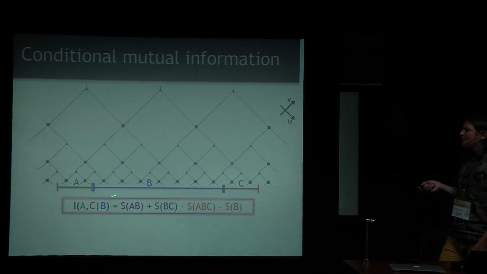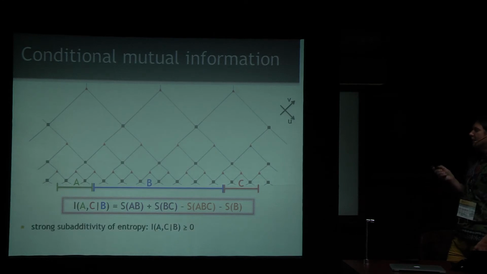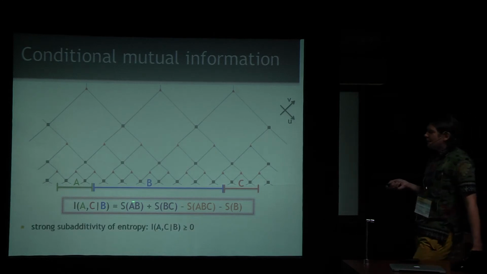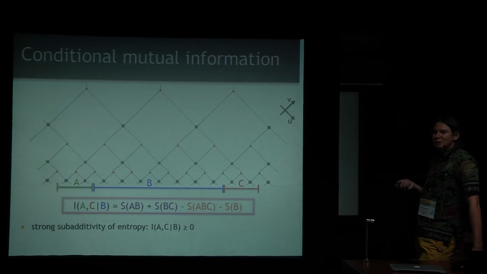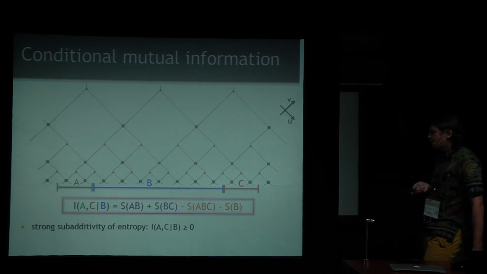So now with my minimal cut prescription, since I have a definition that involves entanglement entropies, I can just start drawing cuts that are going to compute this quantity for me. I forgot to say, this is the quantity that appears on the left-hand side of the strong subadditivity inequality. And so strong subadditivity is the simple statement that this quantity, conditional mutual information, can never be negative.